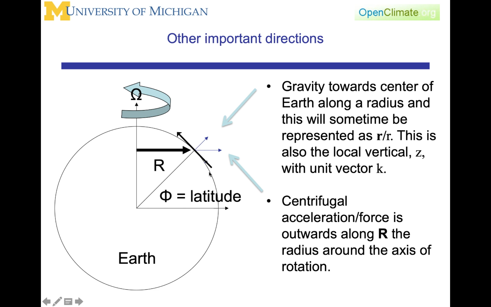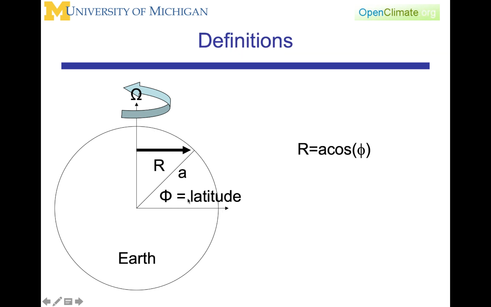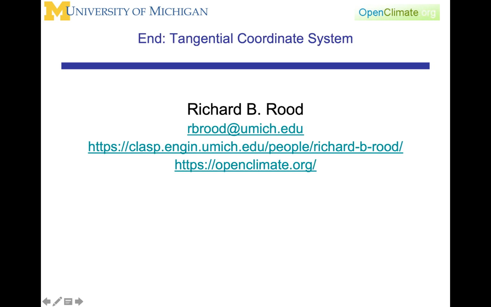The Coriolis force is weakest at the equator and it's strongest at the pole. Just for some definitions, in this figure we have the latitude represented here as the angular measure of where we are away from the equator. This distance r, which is the radius around the rotational axis, is going to be equal to a cosine of the latitude. And with that, I've introduced the tangential coordinate system and a number of important attributes of that coordinate system which need to be considered quite carefully in the development of the momentum equations.